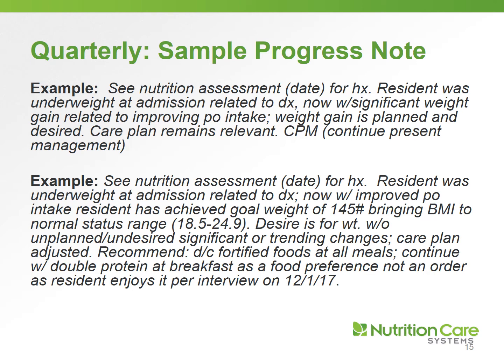Another example: see nutritional assessment. You would insert the date for history. Resident was underweight at admission, related to diagnosis. Now with improved PO intake has achieved goal weight of 145 pounds, bringing BMI to normal status range. Desire is for weight without unplanned, undesired, significant, or trending changes. Care plan adjusted. Recommend DC fortified foods at all meals. Continue with double portions or double protein at breakfast as a food preference, not an order, as resident enjoys it per interview.